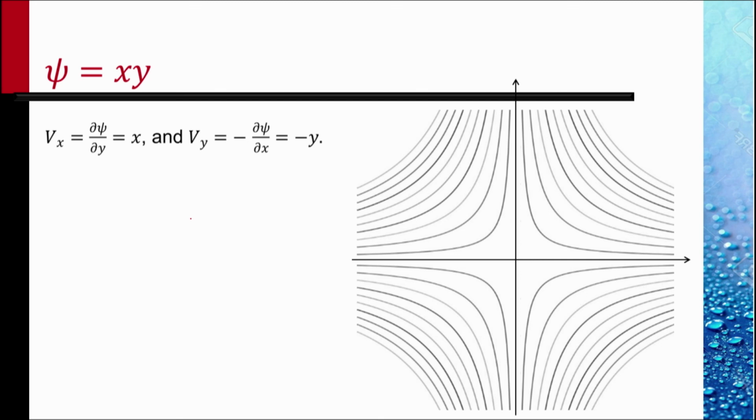There is a very interesting property of streamlines and stream function. Let us consider the function psi is equal to xy. Psi equal to constant, that is, xy equal to constant lines are plotted in this xy plane and are rectangular hyperbolas of this shape. Vx is del psi by del y, which is x, and Vy is minus del psi by del x, which is minus y. Now, we have stated that no flow crosses a streamline.